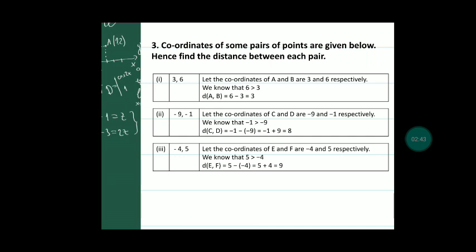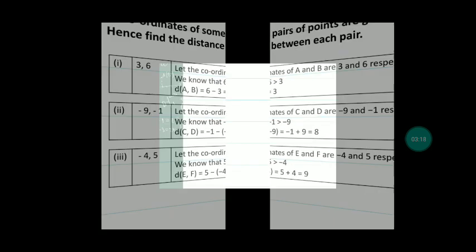Third pair is minus 4 and 5. Let the coordinates of E and F be minus 4 and 5 respectively. We know that 5 is greater than minus 4. Therefore, distance of EF is equal to 5 minus in bracket minus 4, is equal to 5 plus 4, is equal to 9.